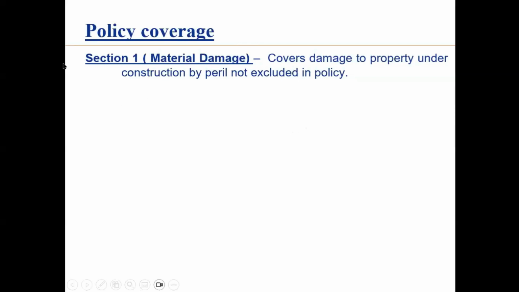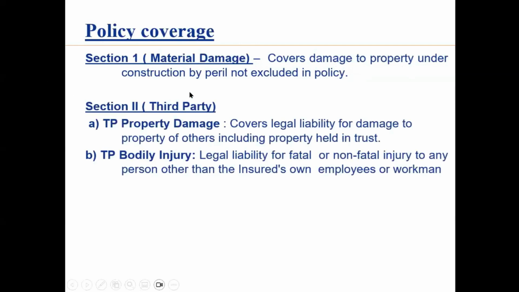Okay. Now, section 1 is material damage. It covers physical damage to the property under construction by any peril not excluded in the policy. So, section 1 covers material damage. Section 2 is third party. I am running a little fast because these are the basic things, so that we get sufficient time to discuss the subsequent part of my presentation.